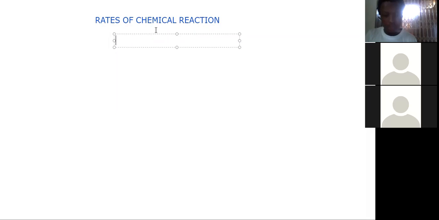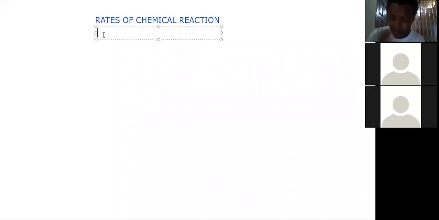So let's do it. When we talk of rate of chemical reaction, we simply mean that it's the amount of reactants consumed per unit time. We are talking about a certain amount of reactants which are consumed per unit time. So here we are talking about the time factor. So, rates of chemical reaction.